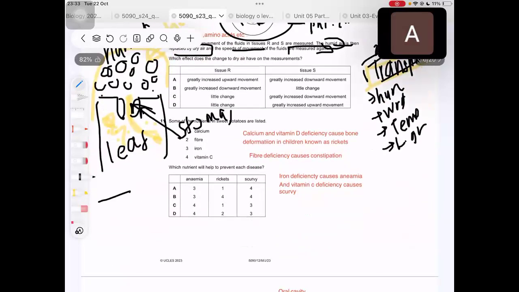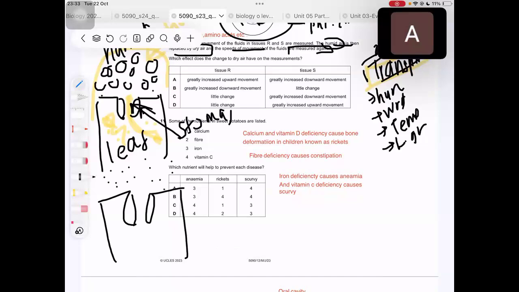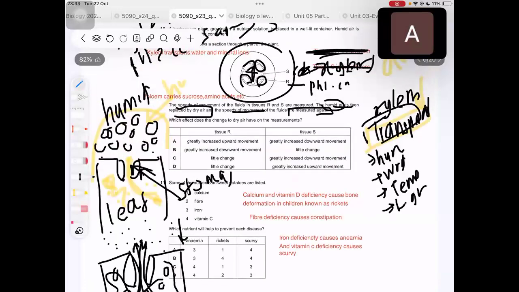Now, what if this humid air was replaced by dry air? Dry air means no water vapor molecules. Inside, there are water vapor molecules. You can see water vapor concentration inside is higher, and outside there is no water vapor. Therefore, outside concentration of water vapor is low, so these water vapor molecules can easily move out by diffusion. Hence, when you replace the humid air by dry air, the transpiration rate increases.